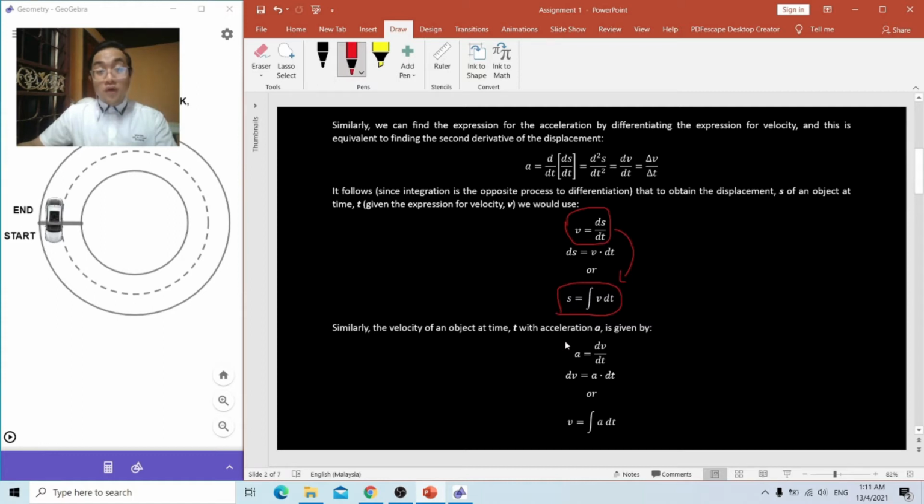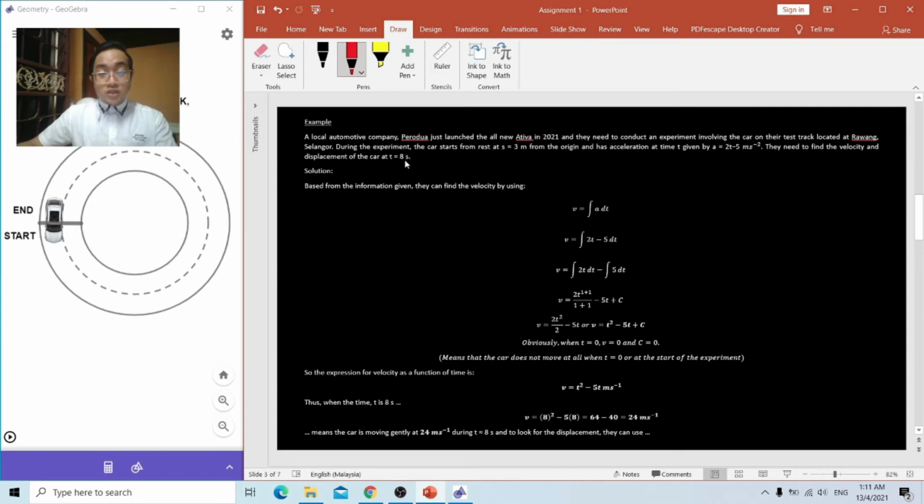To find the velocity, as you all know, the acceleration formula is equal to the change in velocity over the change in time. But by converting it into integration form, we could obtain v is equal to the integration of acceleration dt. So we are going to use these two formulas to find the displacement and the velocity. So we move to the next question.